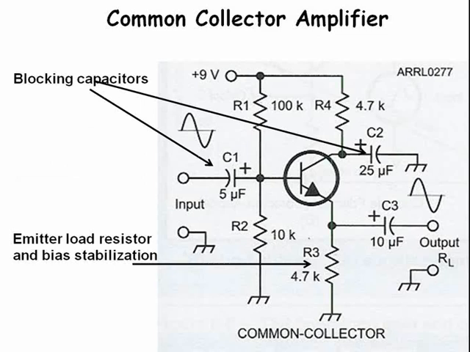The common collector amplifier has blocking capacitors on the input and the output. The emitter load resistor R3 provides bias stabilization, meaning that this circuit is less likely to oscillate.